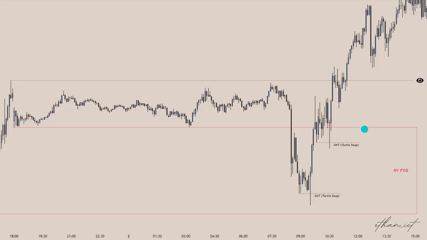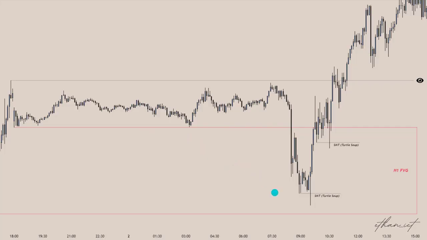To go higher. And so this is also where I want to kind of show you guys why SMT divergence, I view it as turtle soup. And so here I'm expecting accumulation, right? This is just a generic accumulation, manipulation, distribution, right? You can also look at this as a market maker buy model on a smaller scale, but here I'm just going to say it's accumulation, manipulation, distribution, as it's not the cleanest market maker buy model here.